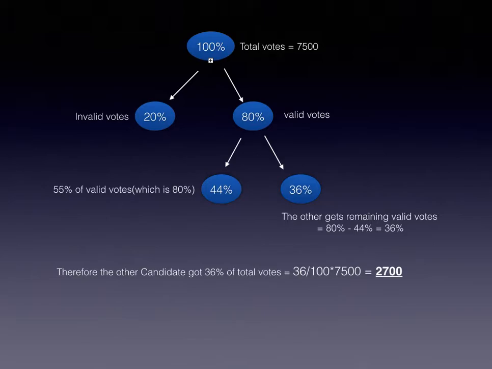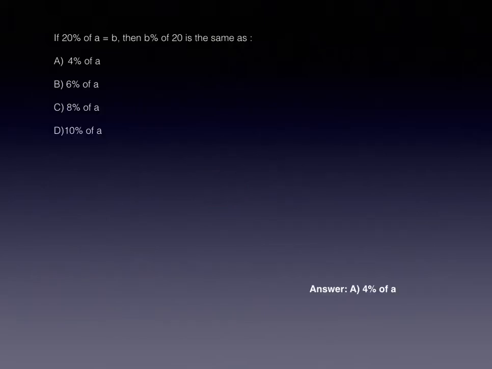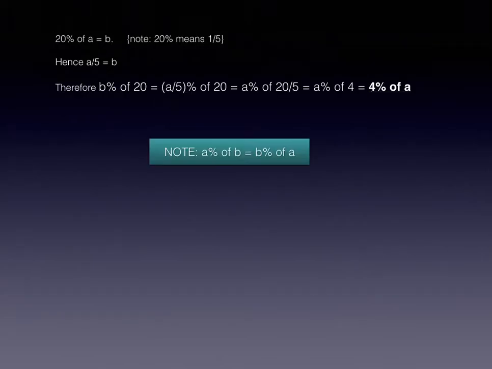Let's go to the next question. If 20% of A is equal to B, then B percentage of 20 is same as: option A 4% of A, option B 6% of A, option C 8% of A, option D 10% of A. If 20% of A is equal to B, then B percentage of 20 is same as.